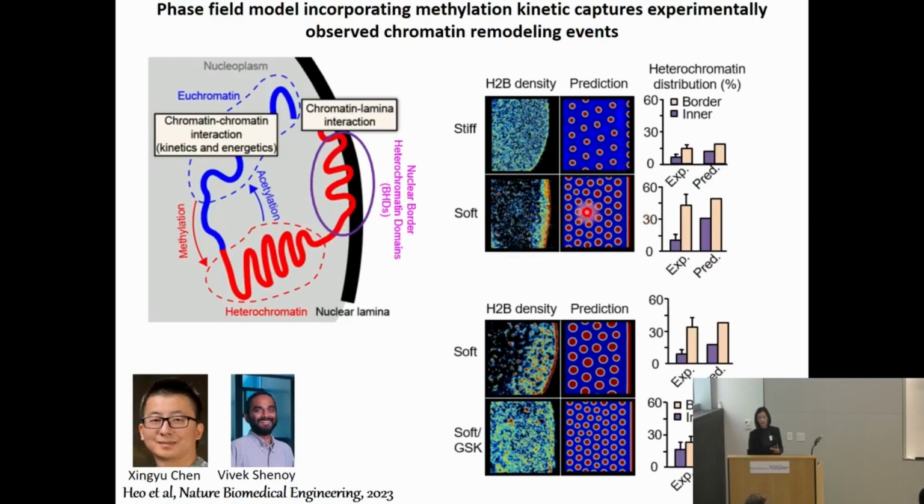So these heterochromatic domains increase in size, and there's also more chromatin at the nuclear lamina, and that can be abrogated by abrogating the methylation reactions. And so this is partially dependent on the levels of methylation.